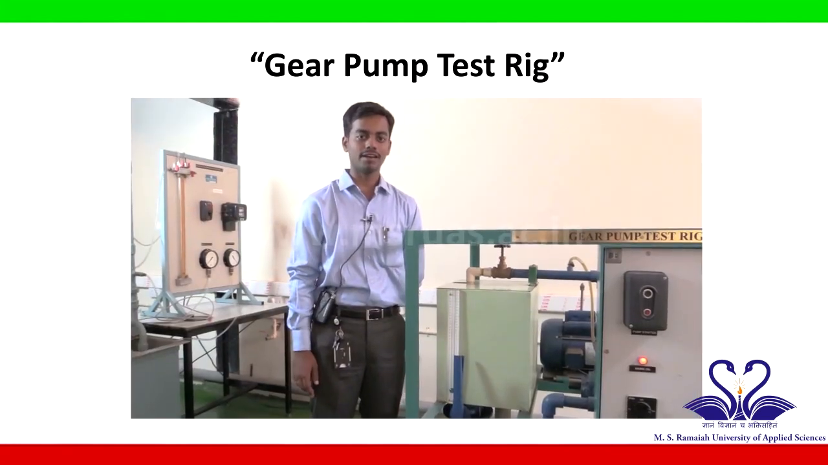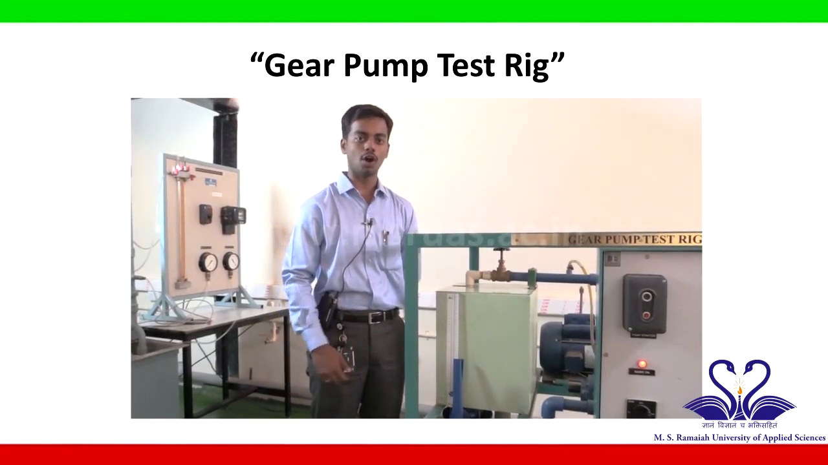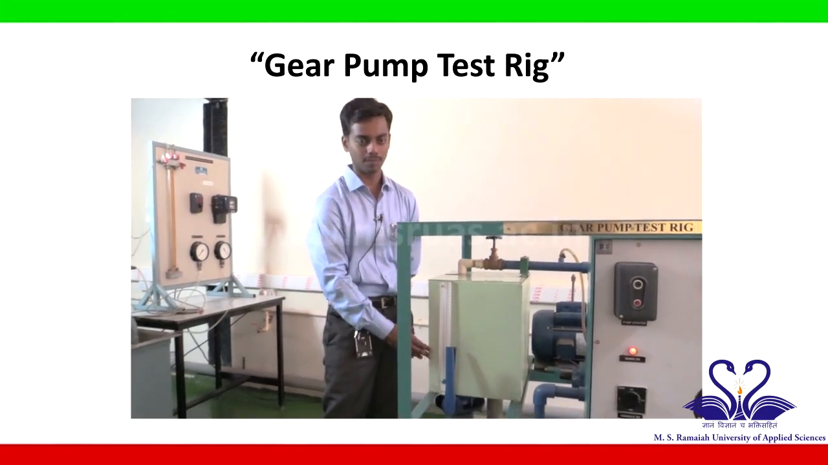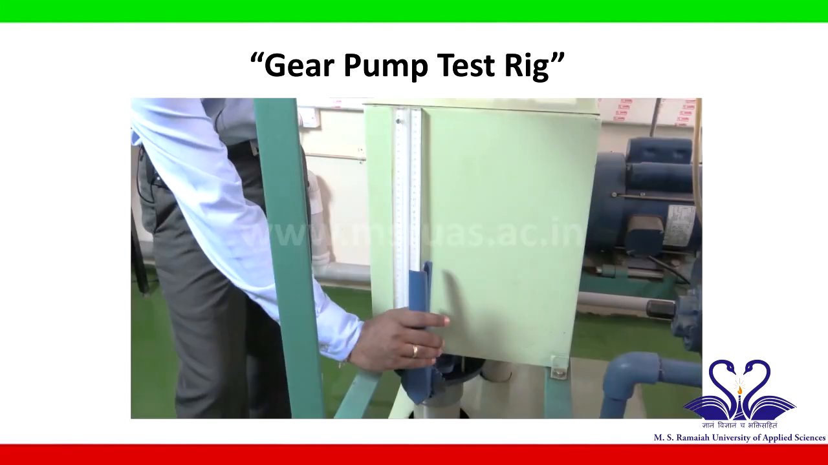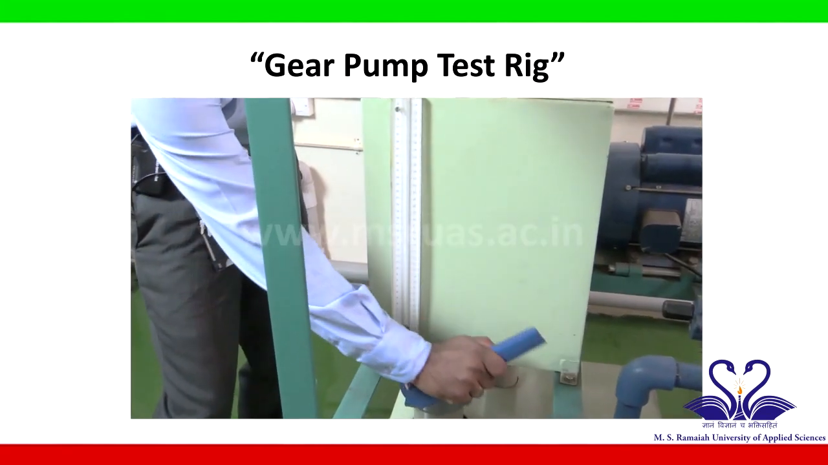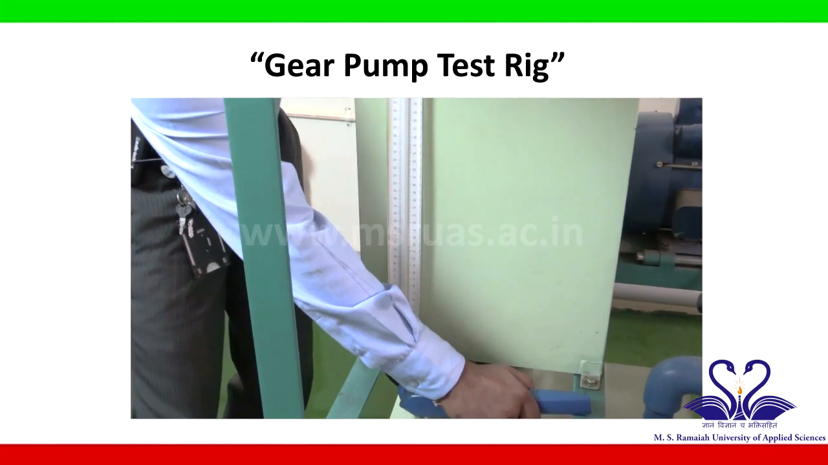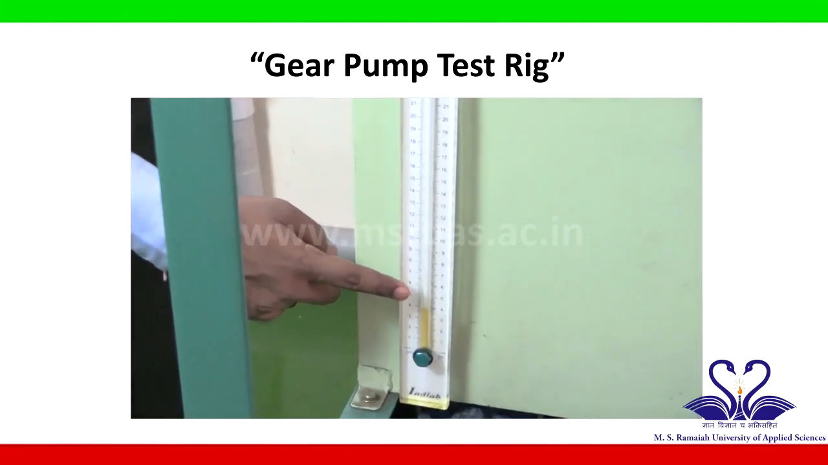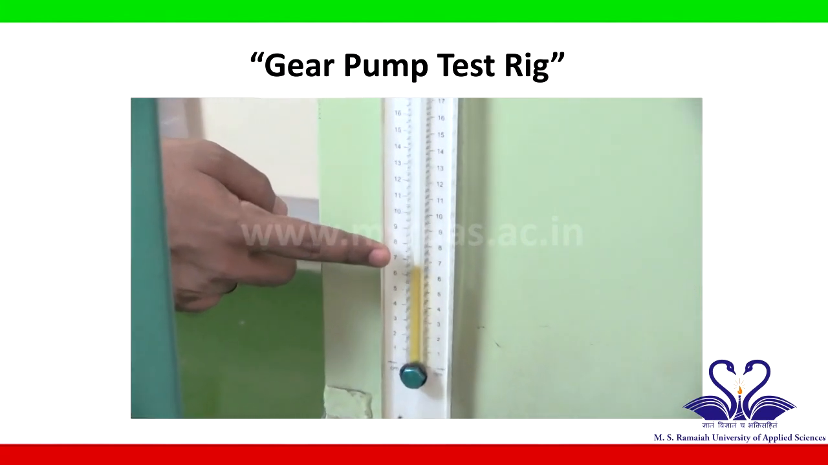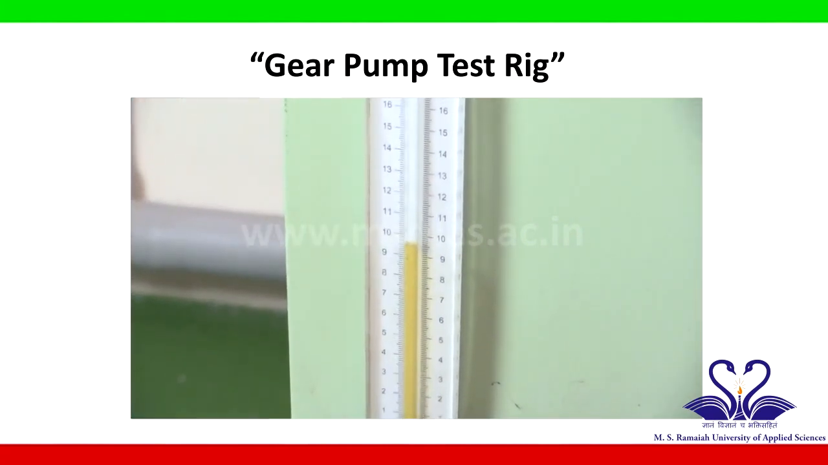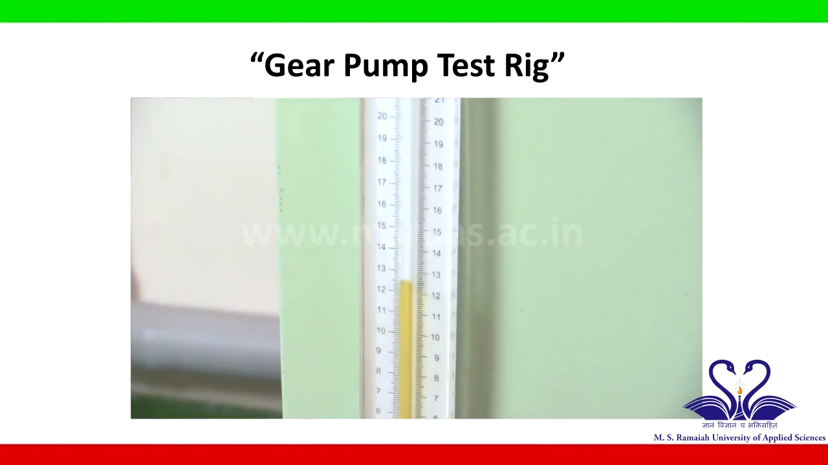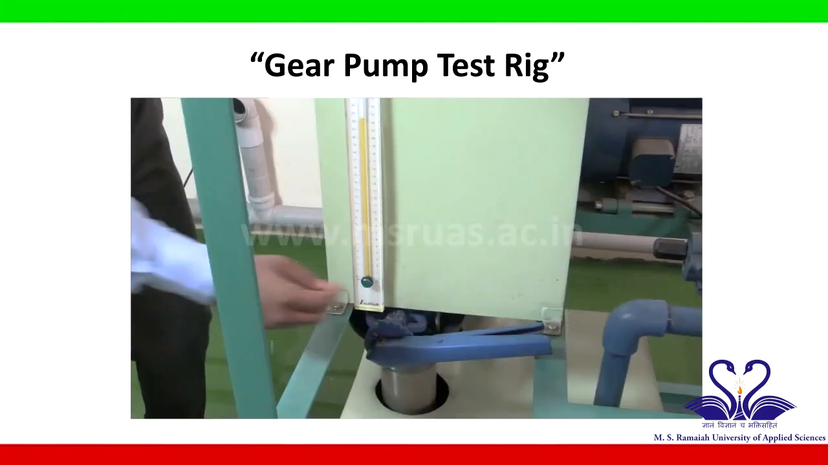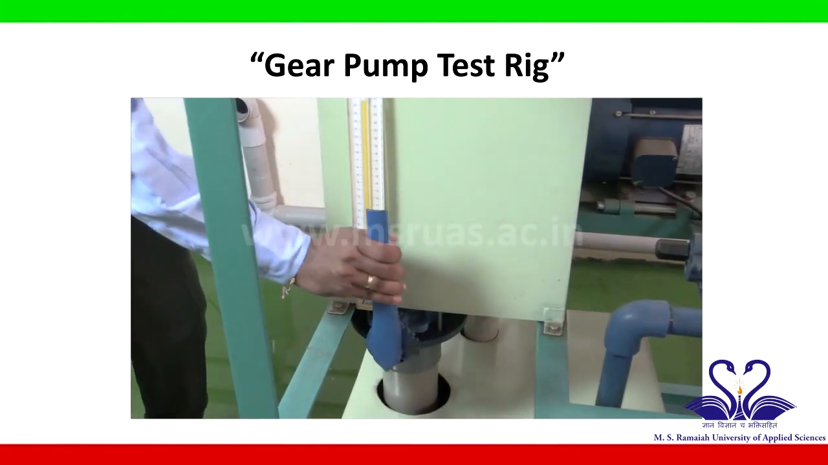In order to calculate the actual discharge of the oil flowing through the circuit, we make use of the collecting tank. Now first, we need to close the butterfly valve. The oil in the collecting tank starts increasing, the level of the oil starts increasing, and we take down the time for a certain amount of rise. After the time is noted, the butterfly valve is opened back again.